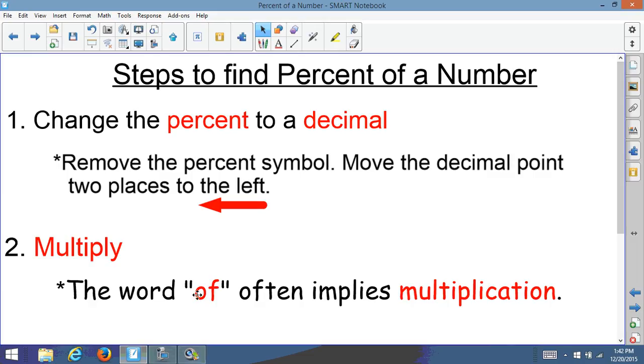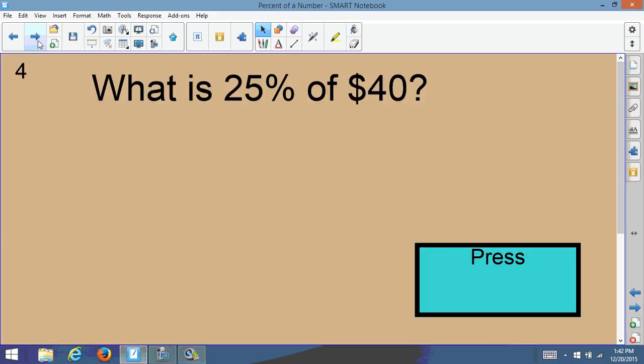Sometimes you'll see the word of. It often implies multiplication when you're dealing with these percent of a number problems. So here's our first problem. What is 25% of $40? So let's do our steps.